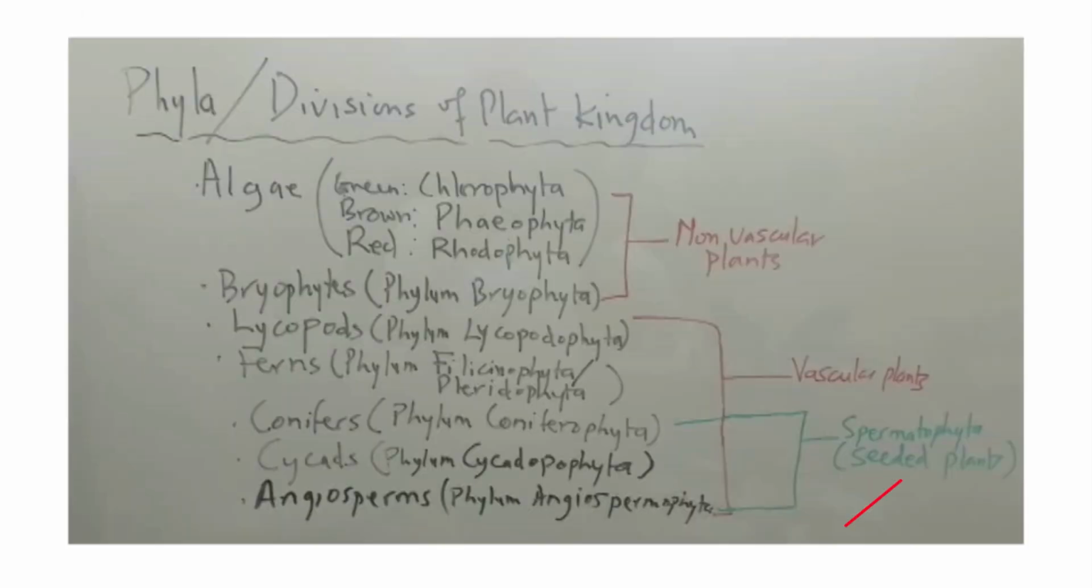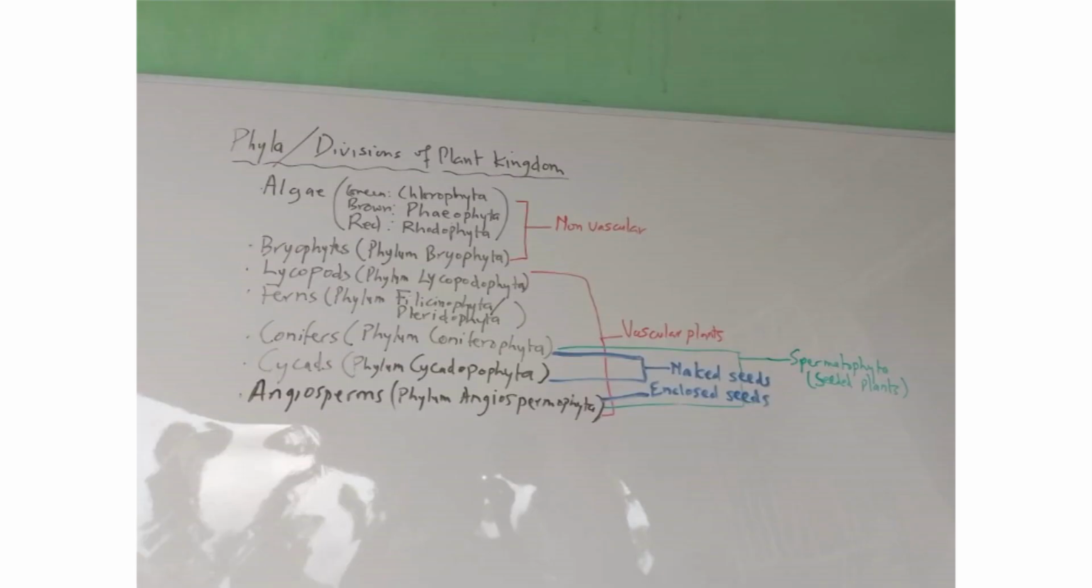Then when we look at the vascular plants, you have conifers and cycads and angiosperms, which are said to be spermatophyta. They are seeded plants. These seeded plants have seeds, but conifers and cycads are also said to be naked seeded, they have naked seeds. Then angiosperms are known as enclosed seeded plants.